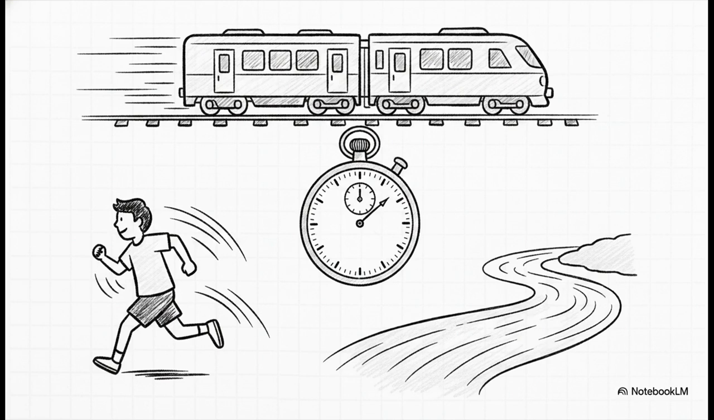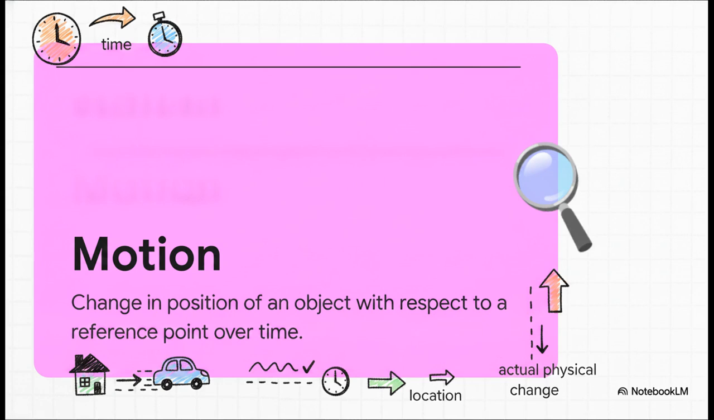And it's a phenomenon happening everywhere, literally every single second, whether it's a kid running across a playground or water flowing down a river. Let's officially lock in the definition here. Motion is the change in position of an object with respect to a reference point over a period of time. So the absolutely crucial thing to remember is that motion requires three distinct elements to exist. First, position, where the object actually is. Second, time, when the change happened. And third, the actual physical change in that location.